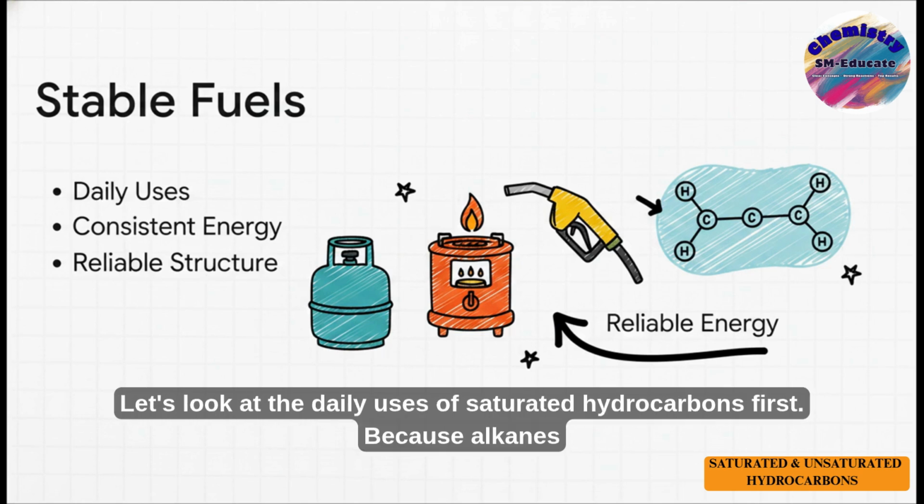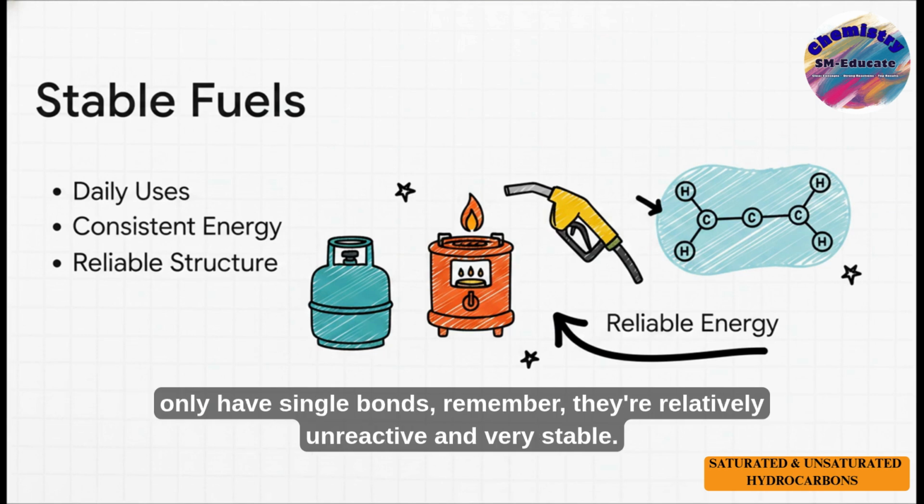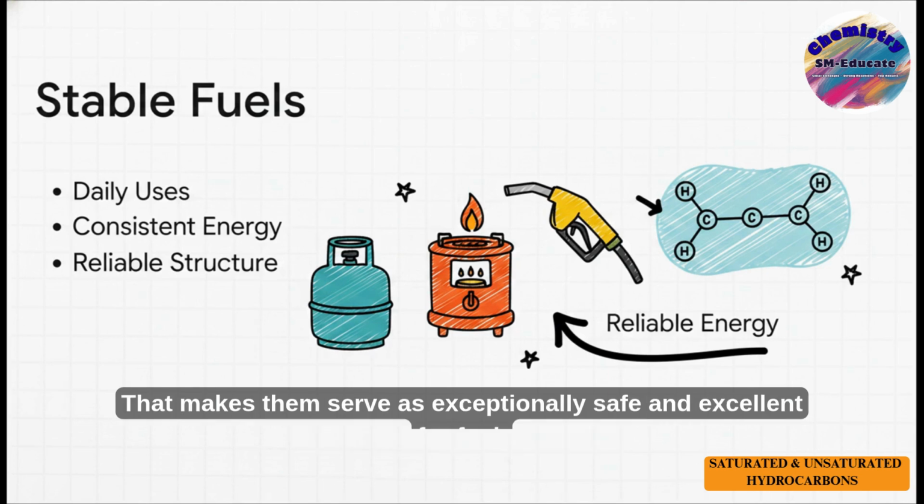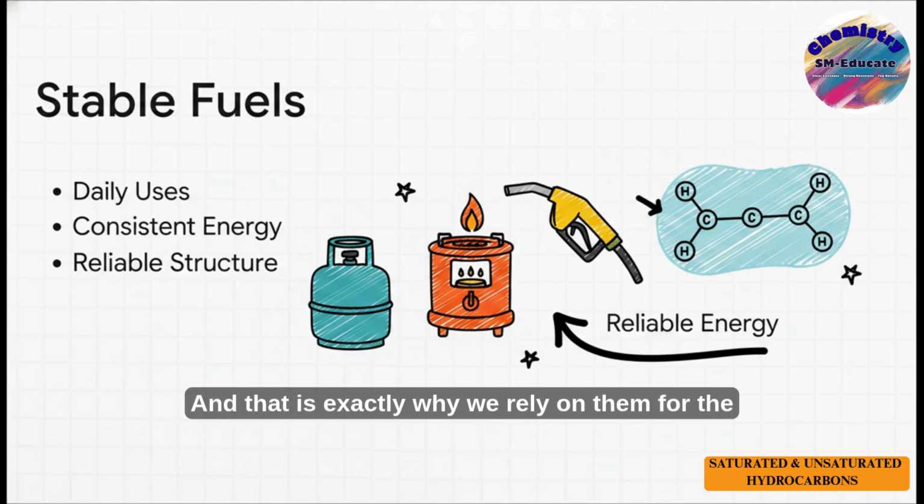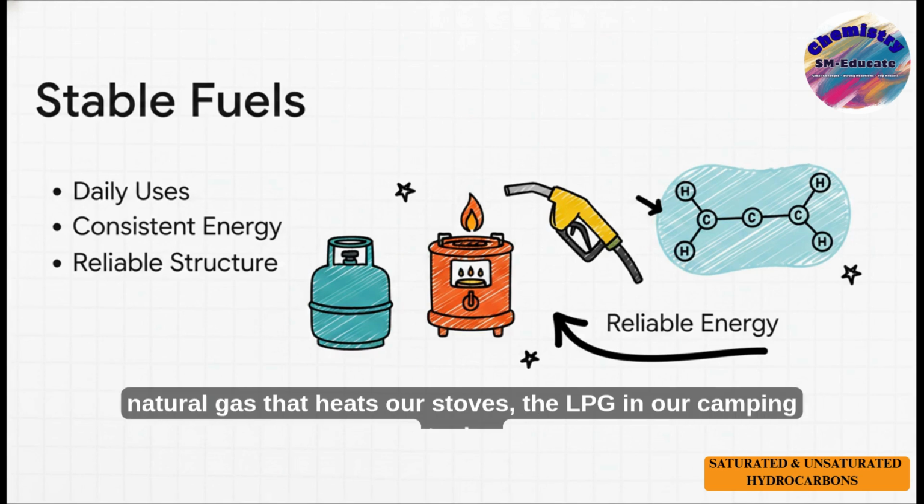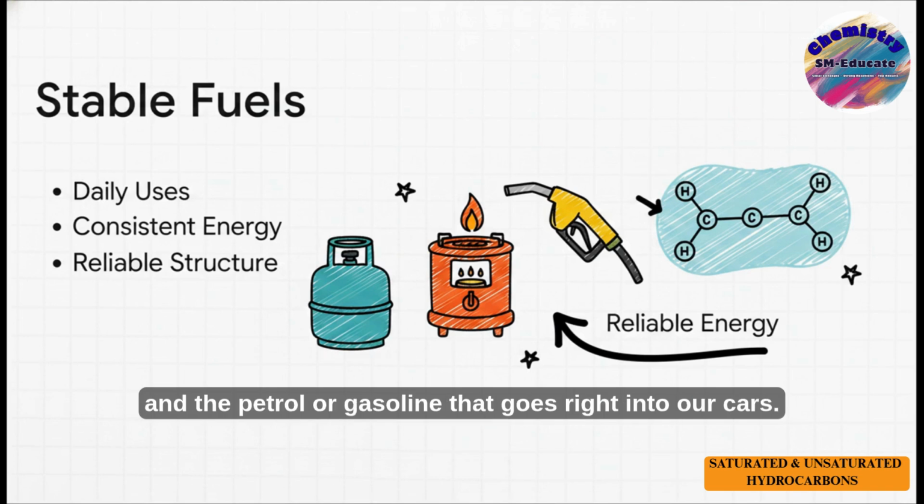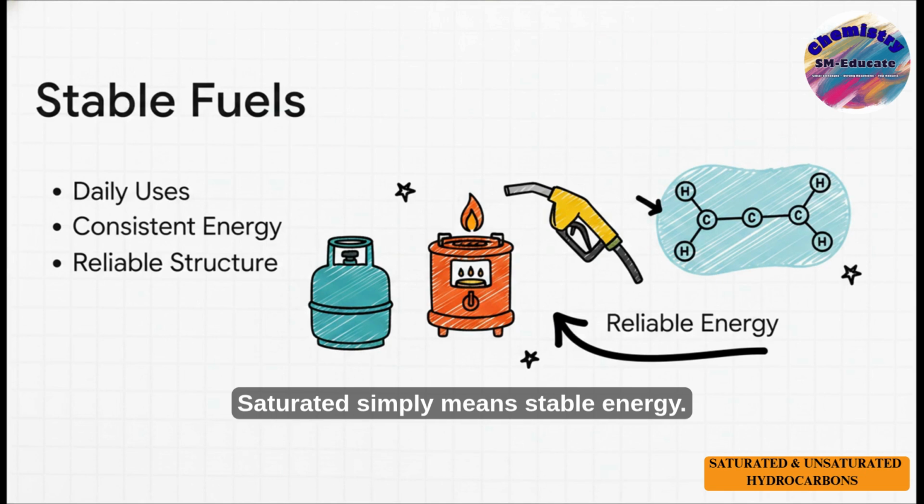Let's look at the daily uses of saturated hydrocarbons first. Because alkanes only have single bonds, remember, they're relatively unreactive and very stable. That makes them serve as exceptionally safe and excellent fuels. They burn cleanly and predictably. And that is exactly why we rely on them for the natural gas that heats our stoves, the LPG in our camping tanks, and the petrol or gasoline that goes right into our cars. Saturated simply means stable energy.